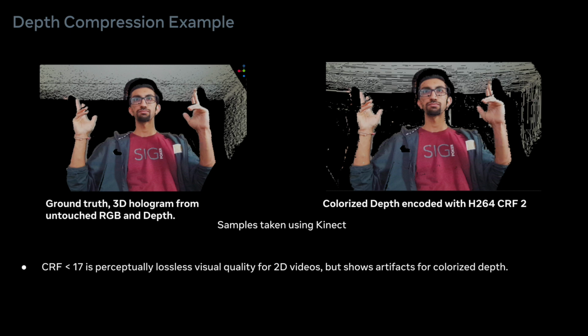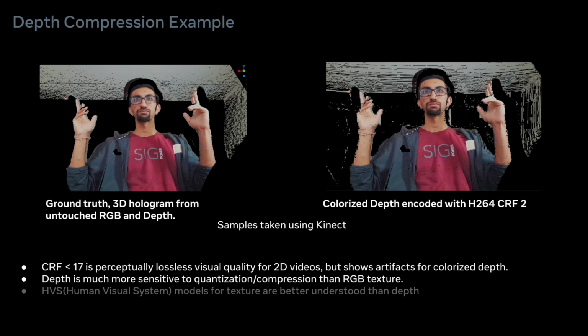Here I used CRF 2, which should be perceptually lossless visual quality for 2D videos, but it causes significant artifacts for colorized depth. This shows that depth is a lot more sensitive to quantization and compression as compared to RGB in texture. It also shows that the human visual system models that form the basis for these 2D video codecs are much better understood for texture than they are for depth.